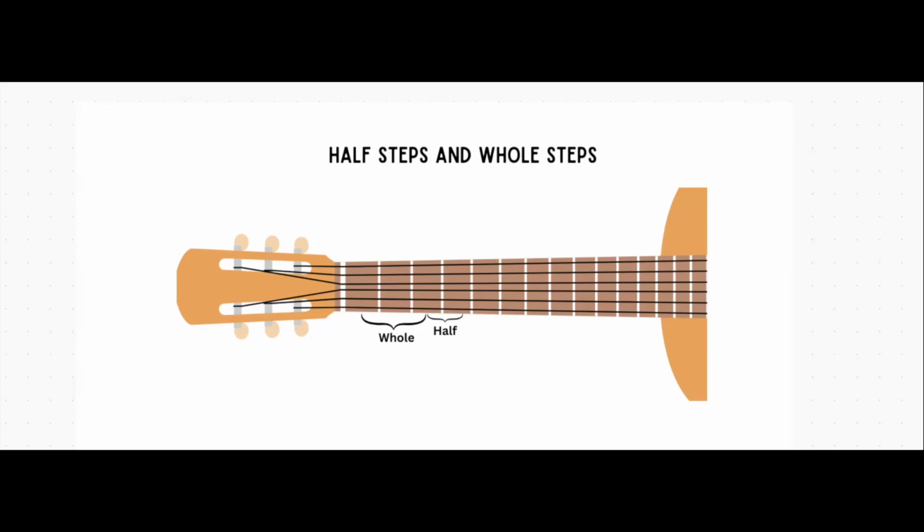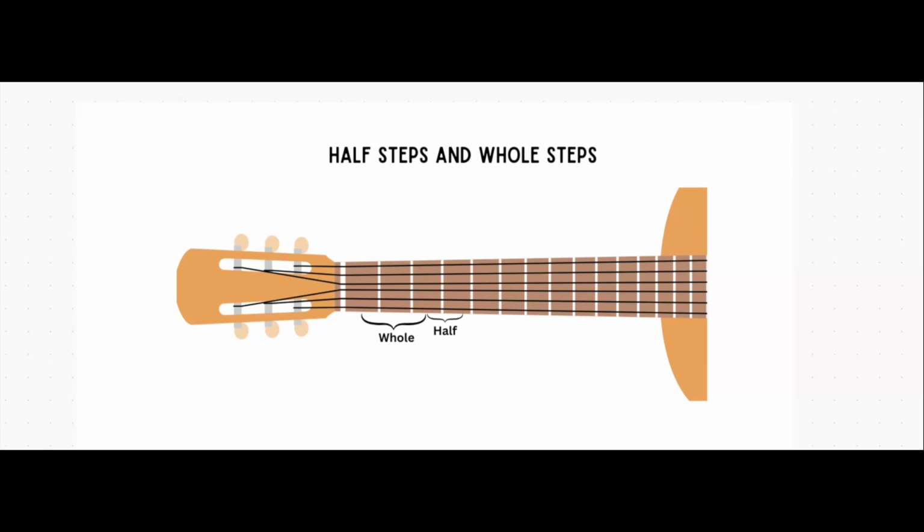Now, if you look down here, we're just going to go over briefly what whole steps and half steps are. Very simply, when we say a half step, we're talking about putting your finger on the first fret and then moving to the second fret. That's a half step. If you move from the first fret to the third fret, that's a whole step, because there are two frets. You're moving up two frets, while moving up one fret is a half step.